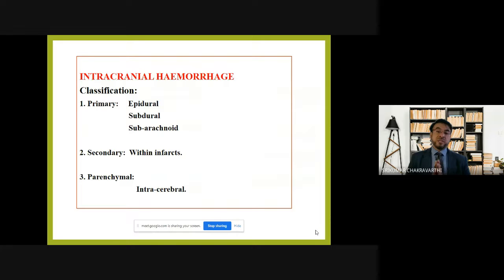The first kind of hemorrhage that we are going to talk about today is intracranial hemorrhage, hemorrhage within the cranial vault. The cranium or the skull has an epidural space that is between the skull and the dura mater, the subdural space which is below the dura mater, and the subarachnoid space which is below the subarachnoid mater. So a primary intracranial hemorrhage can be either epidural or subdural or subarachnoid.